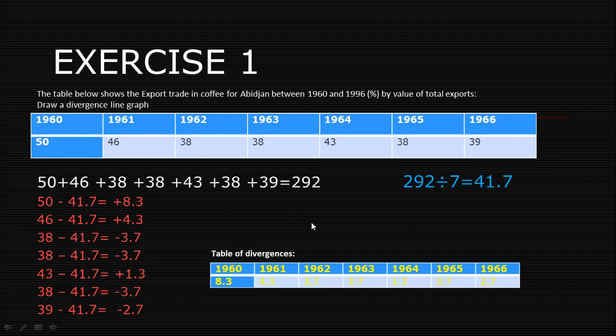Yes, please. Excuse me, sir. Teacher, why are they in the table of the divergences? This one or this one? This one. Table of divergence. Yes, go ahead.